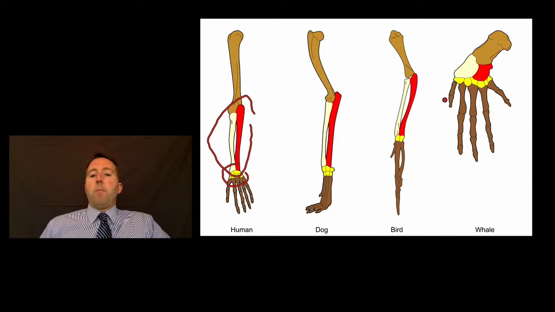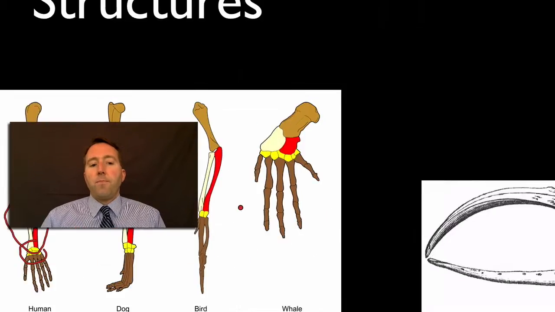So this homology, this similarity, does in fact provide a great deal of evidence that all of these organisms had a common ancestor back in the past that also would have had an ulna, radius and some carpals in it. But it's diverged, so they look a little bit different now, but they are very, very similar.